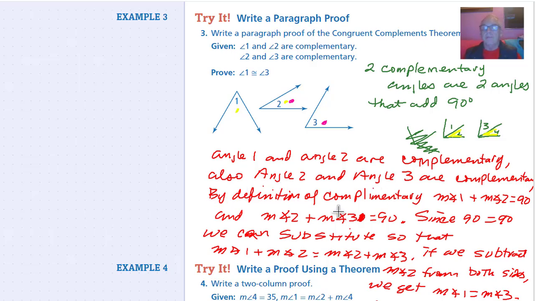Okay, so that's my version of a paragraph proof for this. You may come up with a little bit of a different version, but the idea is that these two angles add to 90, the other two angles add to 90. They both share the same piece between them, so you take that piece away, it leaves angle 1 equal to angle 3. Let's move on.